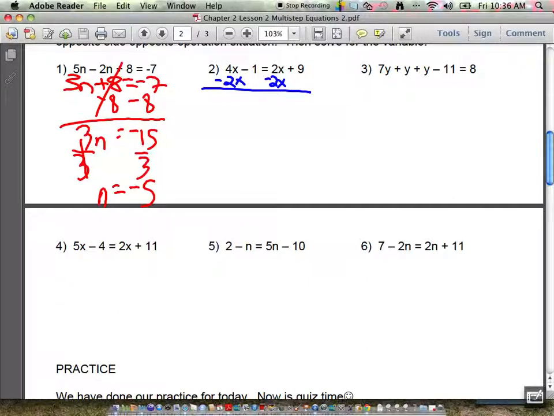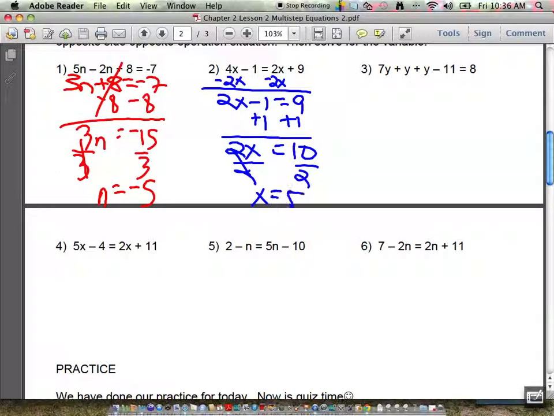That's the opposite part. 4x minus 2x is 2x. Minus 1 equals 9. Now, the negative 1 and the 9 are on opposite sides, so what do we do? Opposite operation. So I do plus 1. 2x equals 10, divide by 2, x equals 5. And there's my correct answer.